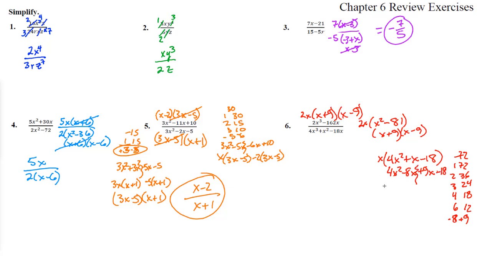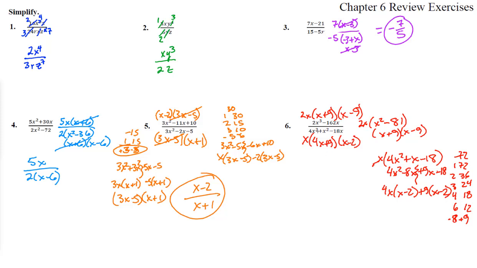Grouping. Chainsaw, take out the 4x. We're left with x minus 2. Take out the positive 9. We're left with x minus 2. And so that would give us the x out front. So we have the x, 4x plus 9, x minus 2.